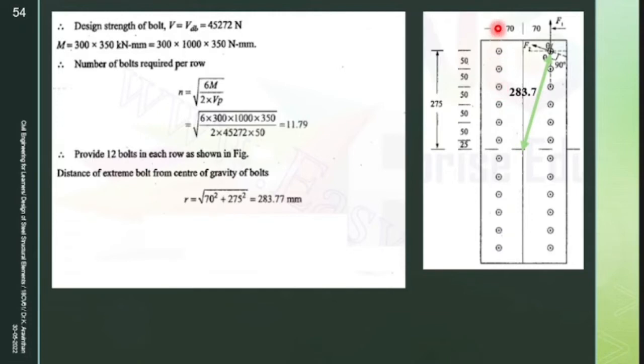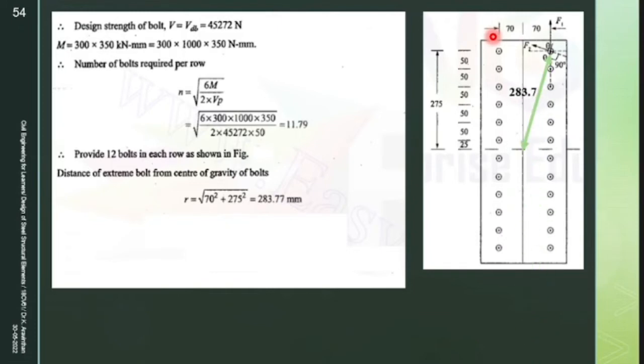And what is the edge distance? 55. So what do you mean by edge distance? It is the distance between the bolt and the end of the plate. So here ends the plate. So this distance is 55. And the opposite distance is also 55. Okay. What is the total distance of the flange?